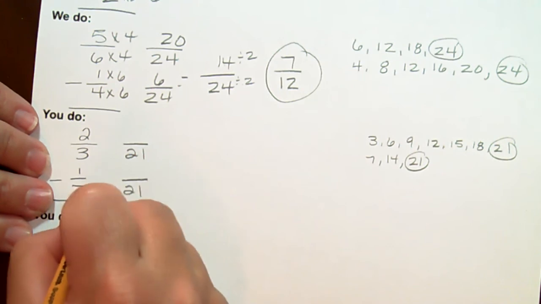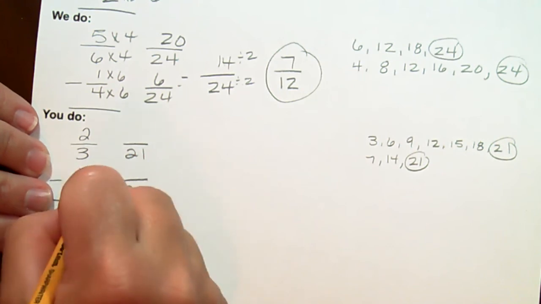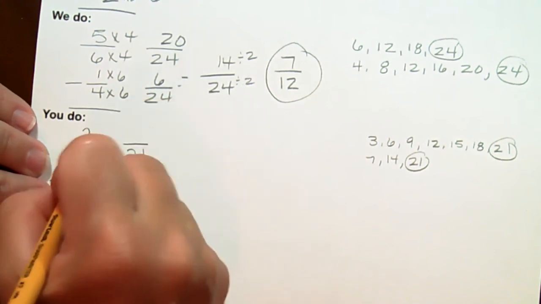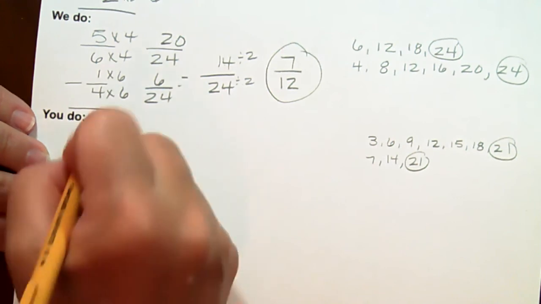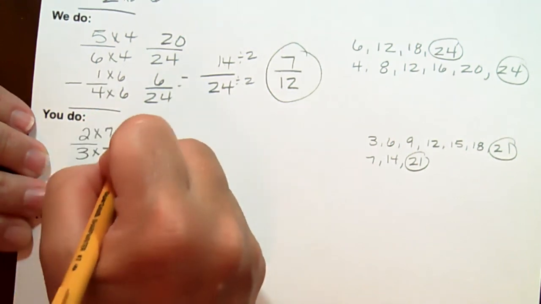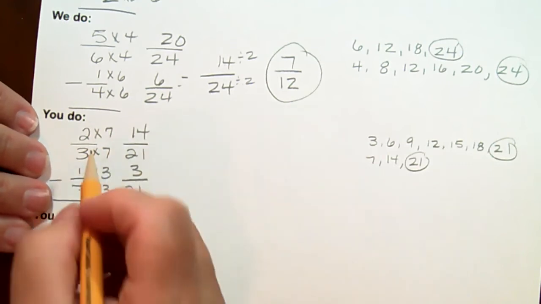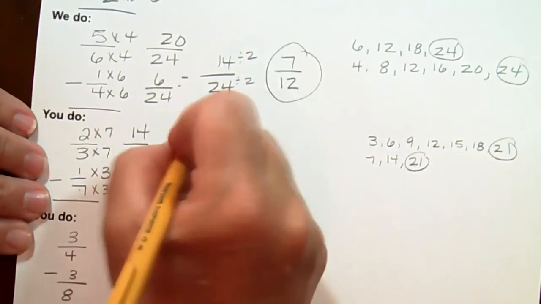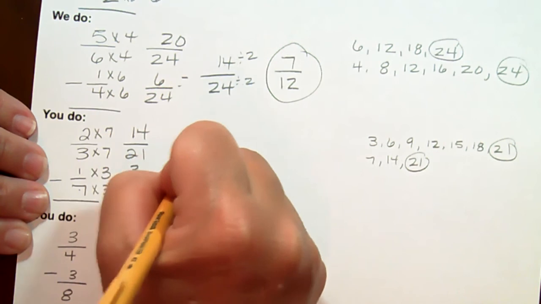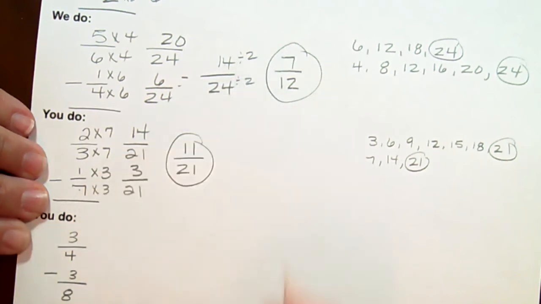7 times 3, there's 3 7s in 21, so 1 times 3 is 3. 3 times 7 is 21, so 2 times 7 is 14. And 14, take away 3, is 11, and our denominator is 21, and that is in simplest form.